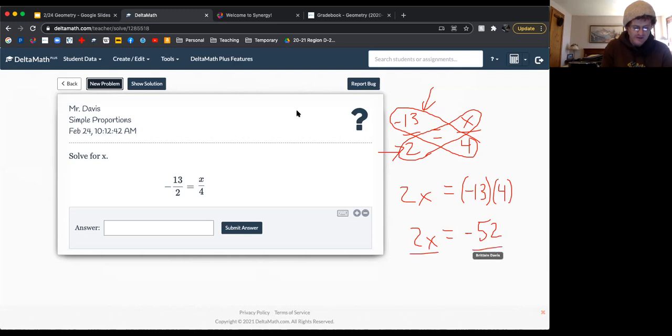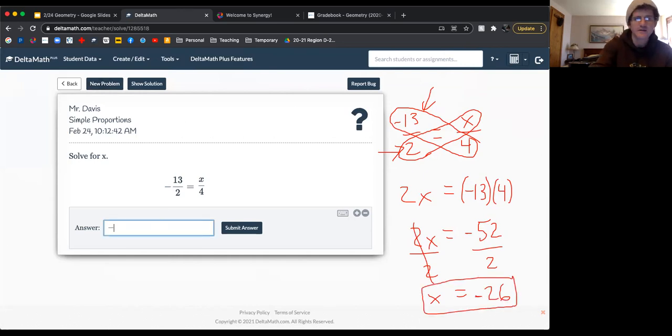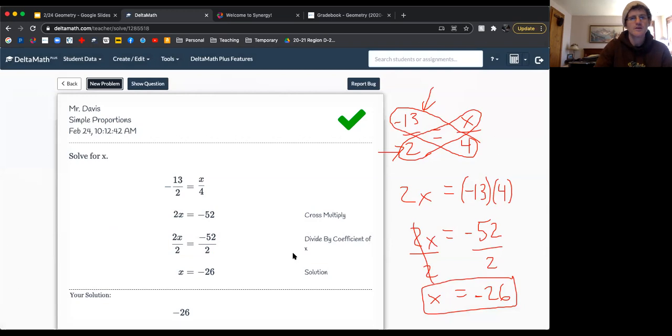So now I just want to divide by 2. And x equals, when those cancel out, -52 divided by 2. Well, 52 divided by 2 is 26. But again, if I've got a negative divided by a positive, that's going to make it a negative quotient right there. So let me plug in -26. And there it is. If you are going through this tonight and you make a mistake, keep in mind, Delta Math will show you the correct process. So it will self-correct. And then when you do the next one, you should have a better idea of where your mistake was and how you can correct it.